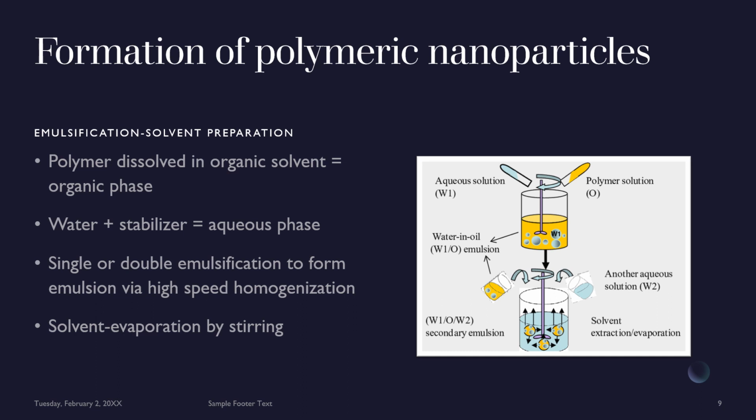The 2 phases are then combined via high-speed homogenization, resulting in a water and oil emulsion. The emulsion is then stirred continuously at room temperature or reduced pressure to evaporate the solvent. The main downside of this technique is the high energy cost of homogenization. This technique is most often used to produce polymeric nanoparticles for the encapsulation of hydrophobic drugs.